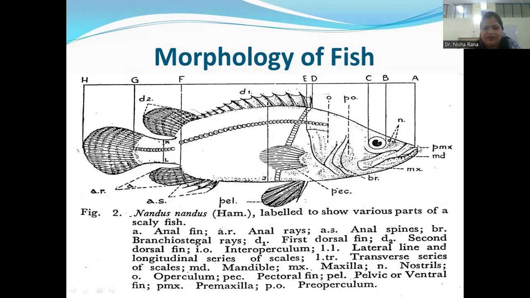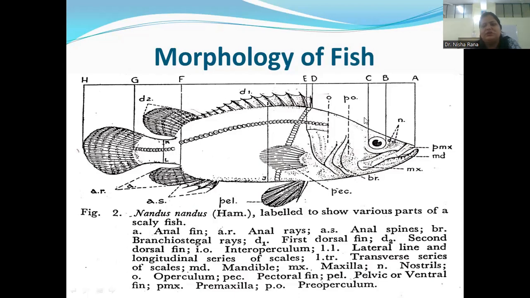For example, when I am starting with A to H, that is the total length of a fish. Total length starting from the tip of the snout to the last base of the caudal fin. Okay. Then the A to B. A to B is the snout length. This is known as the snout length of a fish. That is also a morphological feature, not only morphological, morphometrical features that will be used in the morphometry of fish.